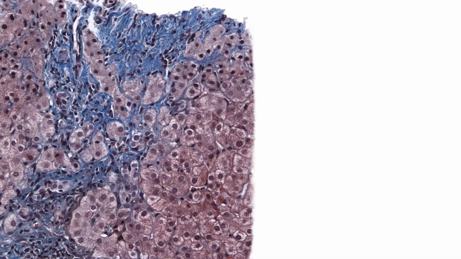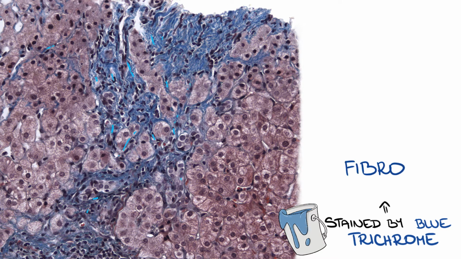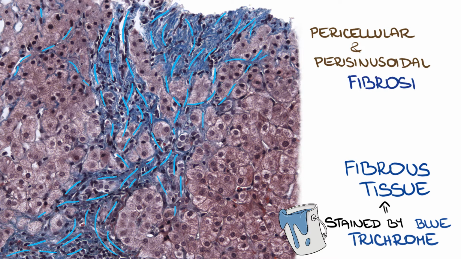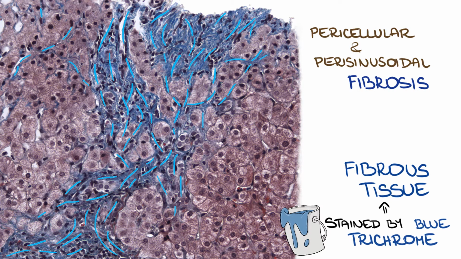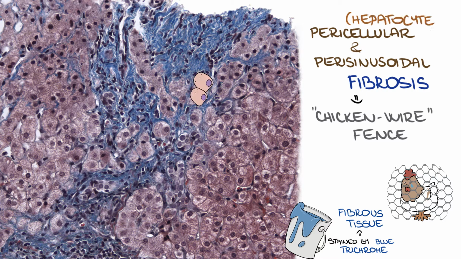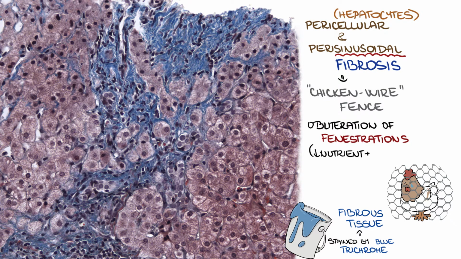This microscopic slide is stained by blue trichrome. Therefore, a fibrous tissue is highlighted in blue color. Pericellular and perisinusoidal fibrosis is apparent as a delicate meshwork resembling a chicken wire fence and surrounds individual hepatocytes or lines liver sinusoids. This process leads to obliteration of fenestrations in liver sinusoids and deterioration of nutrient and oxygen exchange between circulation and hepatocytes. As a result, the fibrosis aggravates and becomes more compact.